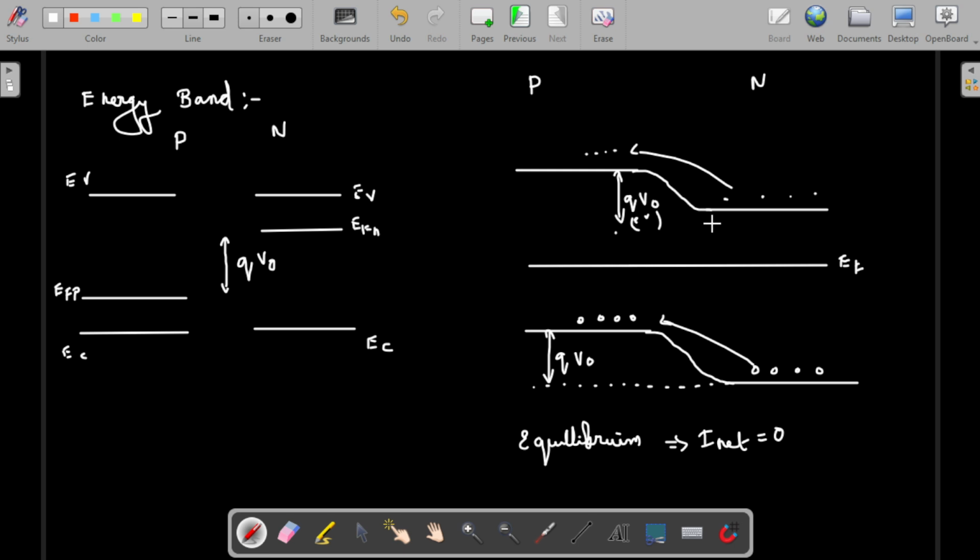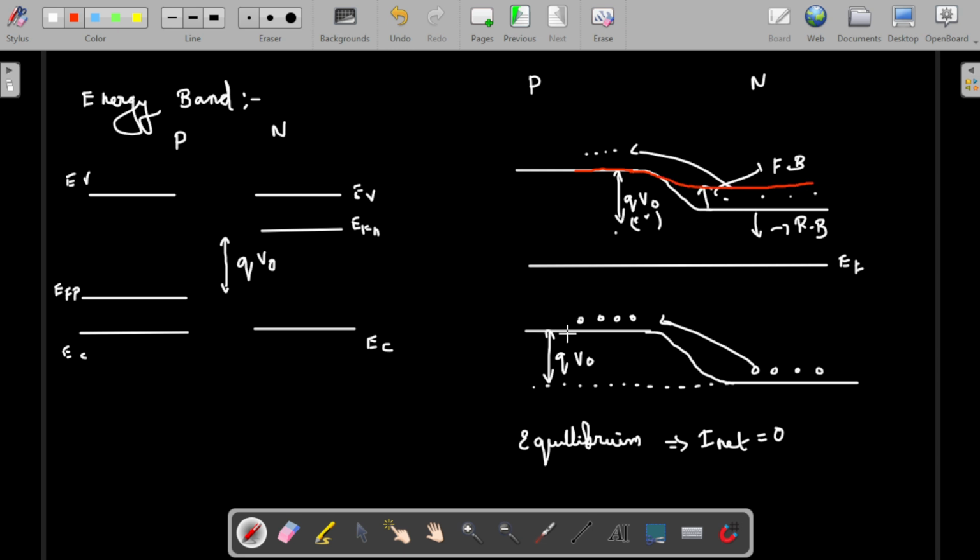So if we apply the external potential, then what will happen? This energy level will go up if it is forward bias. This energy level will further go down if it is reverse bias. Okay, so from the previous diagram I made it, let me draw over this one. If we apply the forward potential, then what will happen? Eventually this diagram will jump to this side.